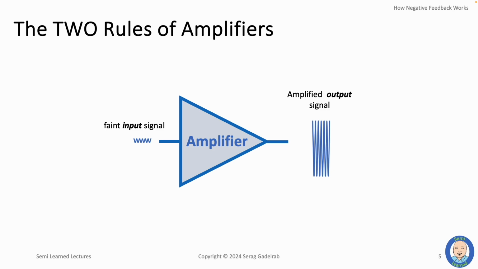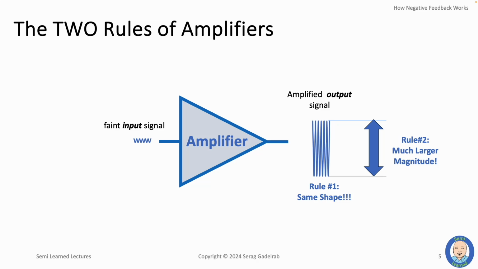And there are two simple rules that any amplifier must follow. Rule number 1 is that the output signal must be identical in shape to the input signal. Rule number 2 is that the output signal should be larger in magnitude compared to the input signal. So the shape of the output waveform remains triangular, just a much larger triangle when compared to the input signal. To amplify the faint input signal, the amplifier requires electrical power, which we supply to it using two fixed level voltages, the positive supply voltage Vs+ and the negative supply voltage Vs-.